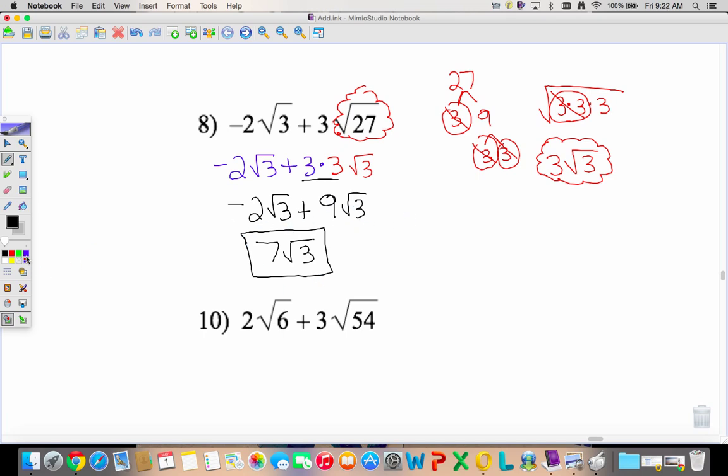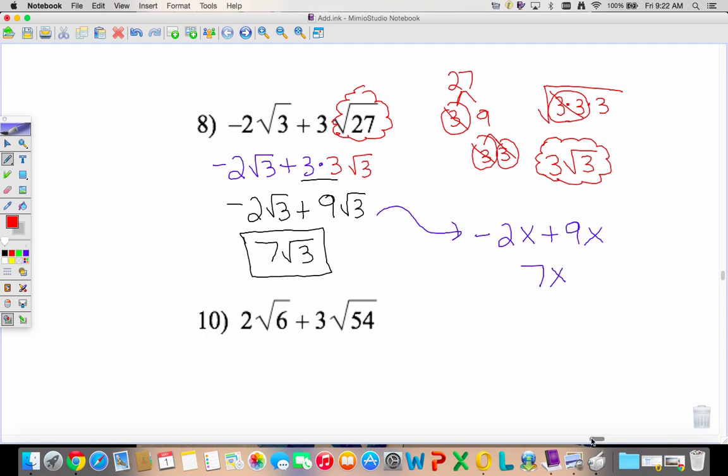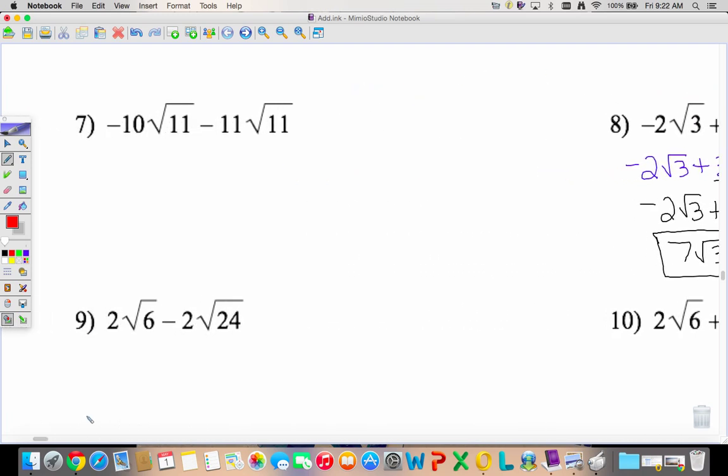You don't add the number underneath the square root, okay? This right here, what I was talking about earlier, let me just write this off to the side. Maybe this will help you a little bit. This is like negative 2x plus 9x. They're like terms. Negative 2 plus 9 is 7, and that means you have 7 x's. We don't say 7x squared. We don't say 7 2x, nothing like that. You're combining your like terms. Same thing here. Square root of 3, square root of 3. So we're combining my square roots of 3's. Negative 2 plus 9 will give you 7. All right, go ahead and I'll do number 9 for our next one.